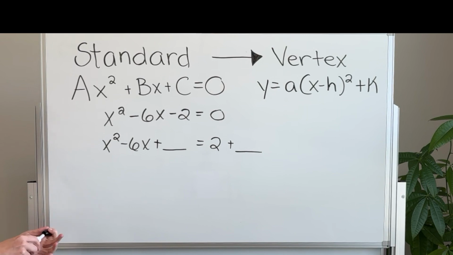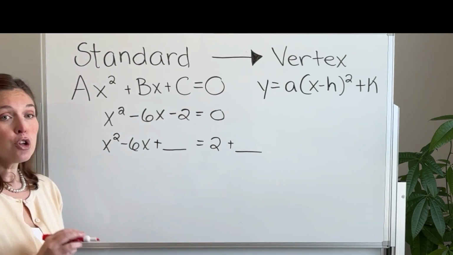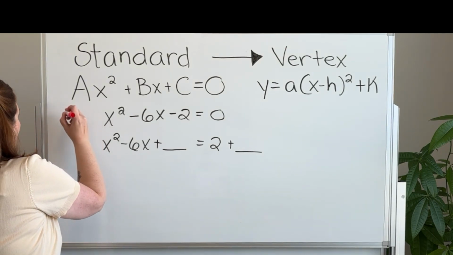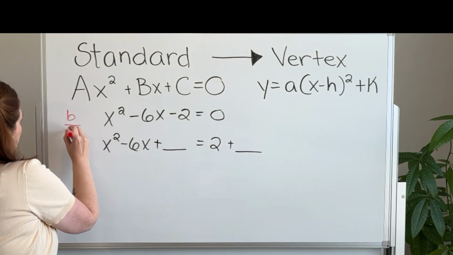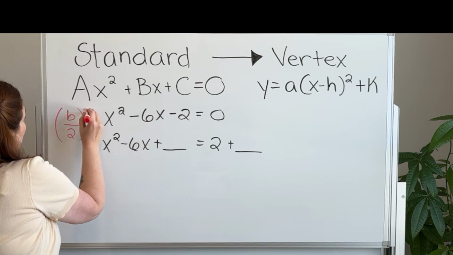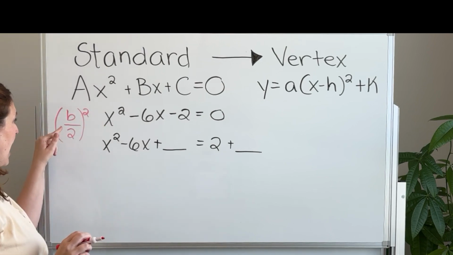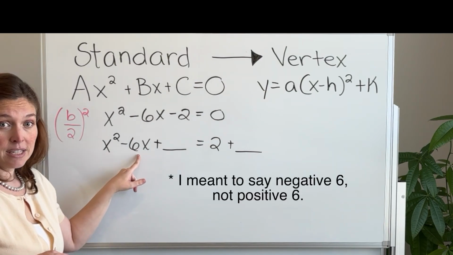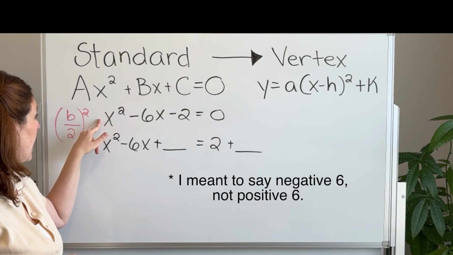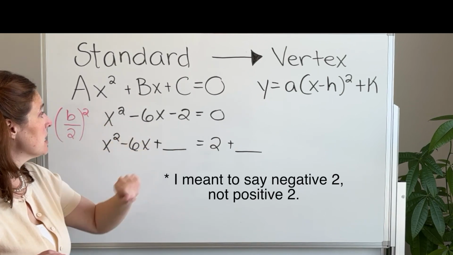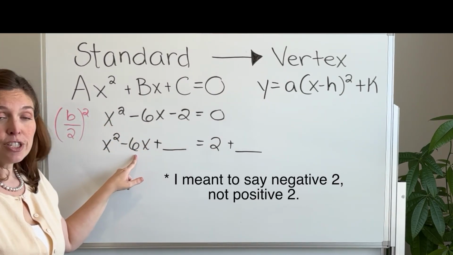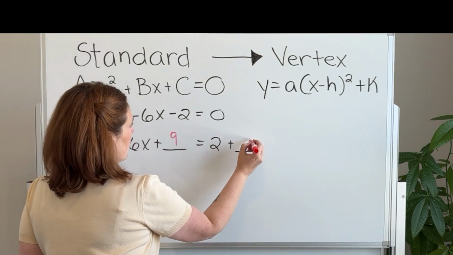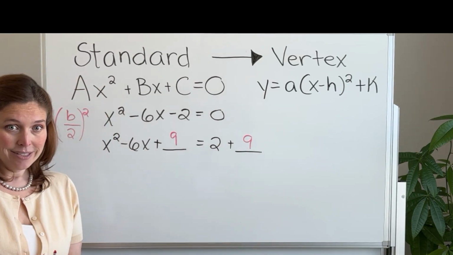There is a little trick to figure out that number. The trick is to use a simple formula: (b over 2) squared. So half of b and then squared. A would be 1, b would be 6, and c is negative 2. So half of 6 is 3, and then you square it to get 9. So we're going to add 9 to both sides.